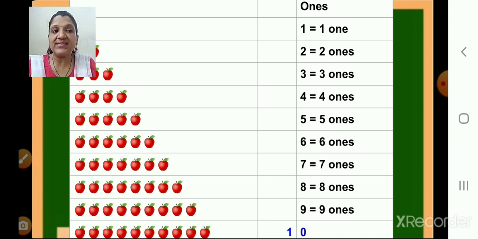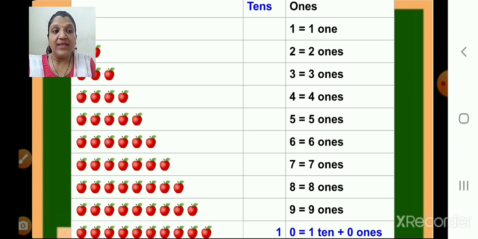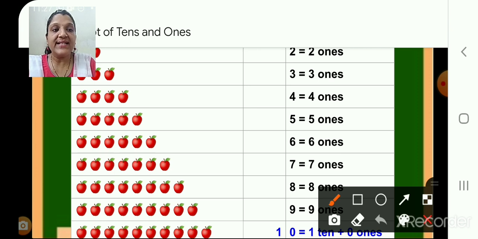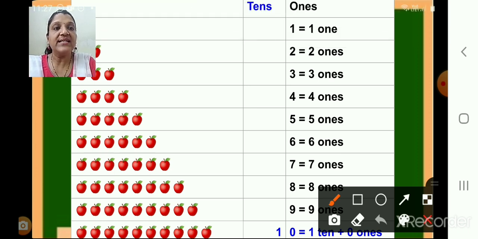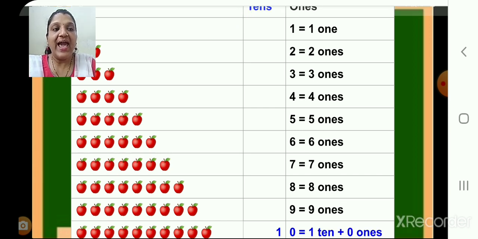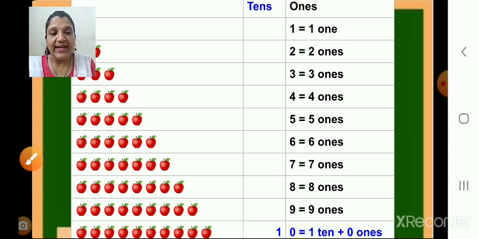And what is that place called? The place where we write number 1 is called tens place. As you see here. Yes. Hence, we write number 10 as 1 ten plus 0 ones.